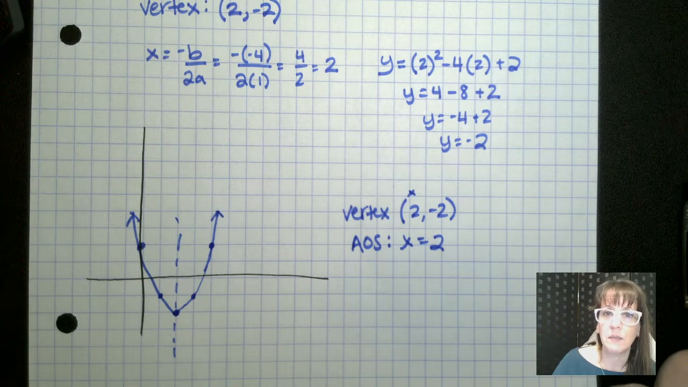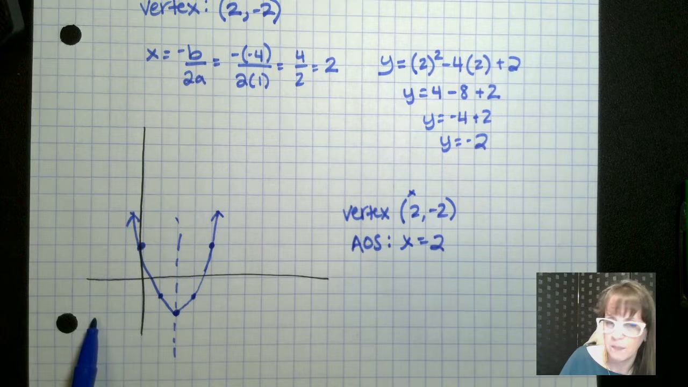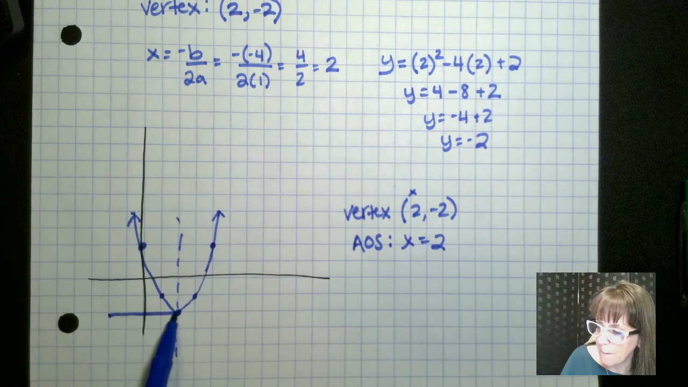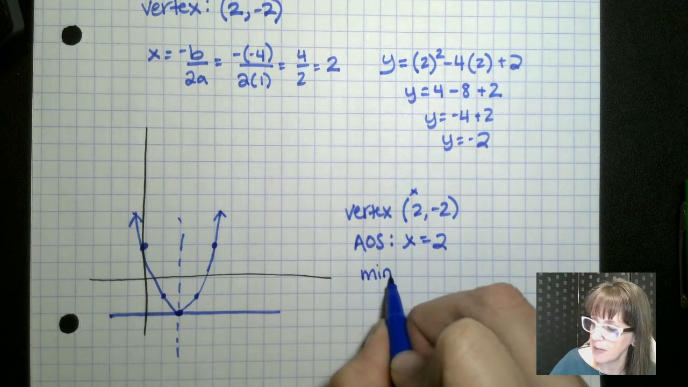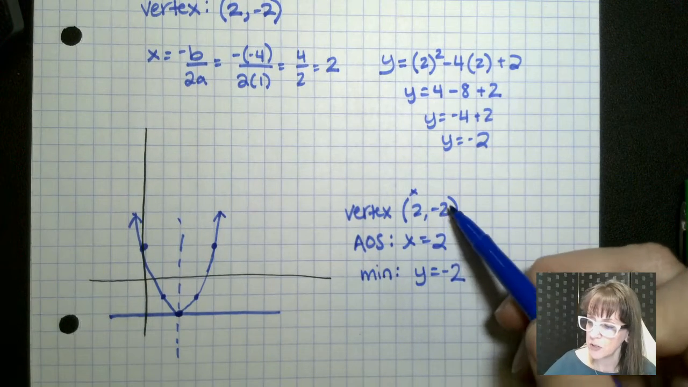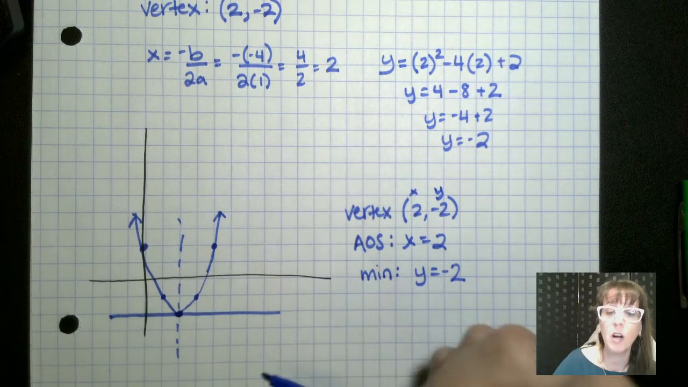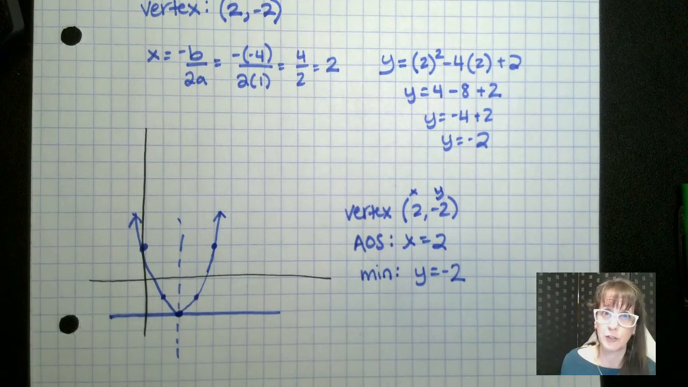Now the minimum, it's going to be a minimum because you can't go any further than this. So our minimum is right here, and notice that is y equals negative 2. So minimum at y equals negative 2. Notice that's just the y value of my vertex. So once you have your vertex, you don't even need to draw it. You can just say, oh, it's a minimum or a maximum, and use the y value of your vertex.